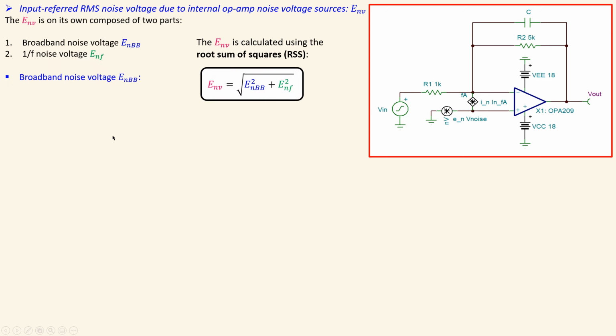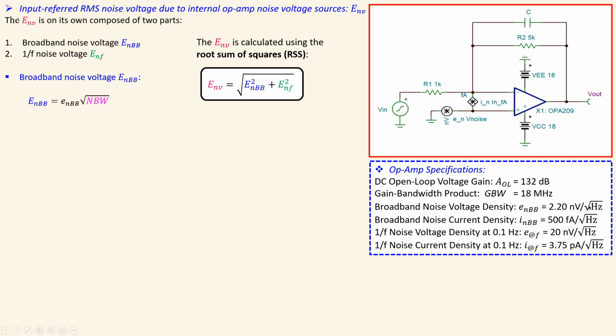So let's look at the broadband noise voltage first. That is given by this in RMS. The broadband noise voltage in RMS is given by the input noise voltage spectral density times the square root of the noise bandwidth. Looking at the op-amp datasheet in the specifications, we have seen that the broadband noise voltage density was 2.20 nanovolts per root hertz. So that will be used in here, and the noise bandwidth will of course be determined by our feedback capacitor, and also R2, as the pole frequency P1.